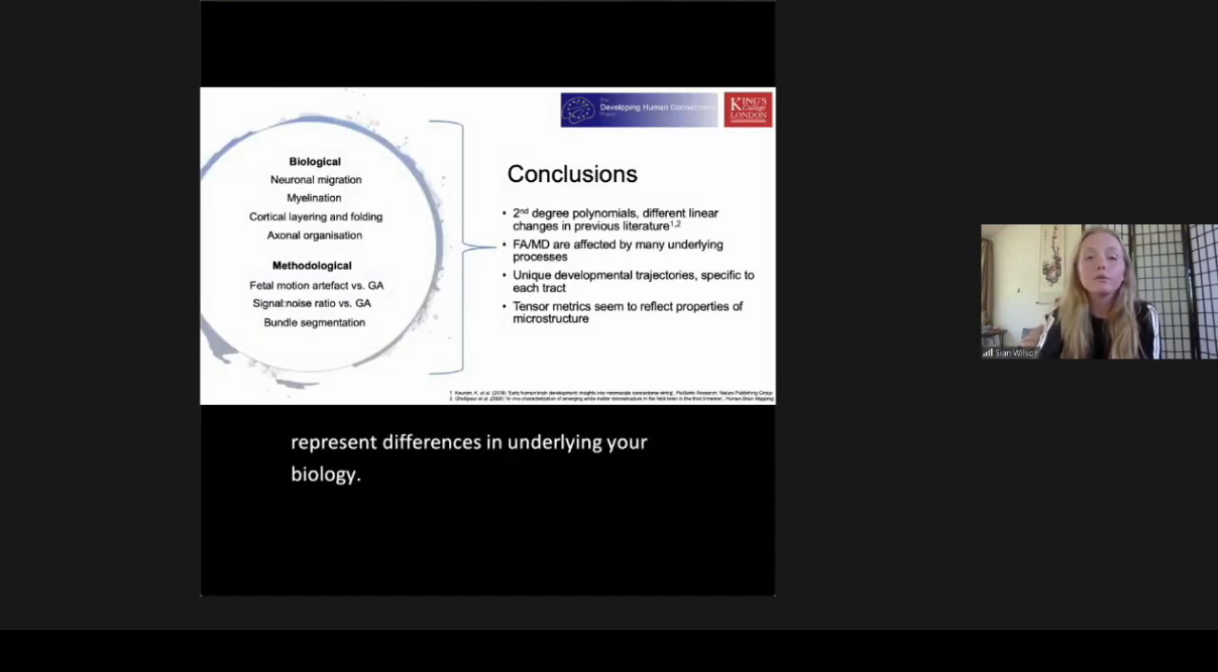So what we can conclude from these findings is that our second-degree polynomials were different to the linear trends that were noted in previous literature. These trends are influenced, and FA and MD are affected, by many different underlying processes. These could be biological, such as neuronal migration, myelination, cortical layering and folding, and axonal organization, all occurring simultaneously over the time frame we are analyzing.